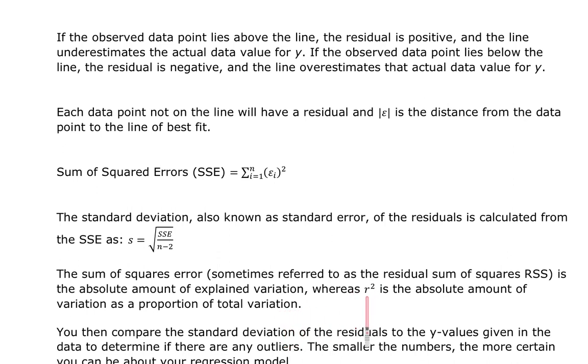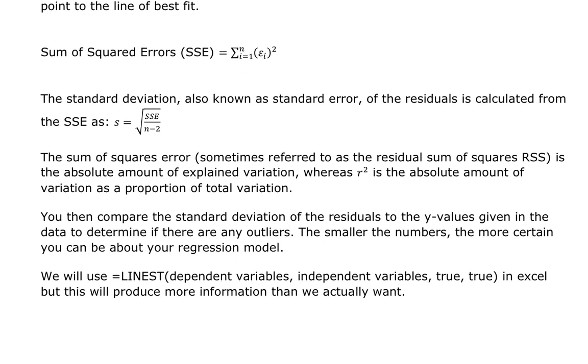So we talked about R squared. This is that percent of y's that can be explained by the model, that have deviations from the model. So when you compare the standard deviation of the residuals to the y values given in the data to determine if there are any outliers, the smaller the numbers, the more certain you can be about your regression model.